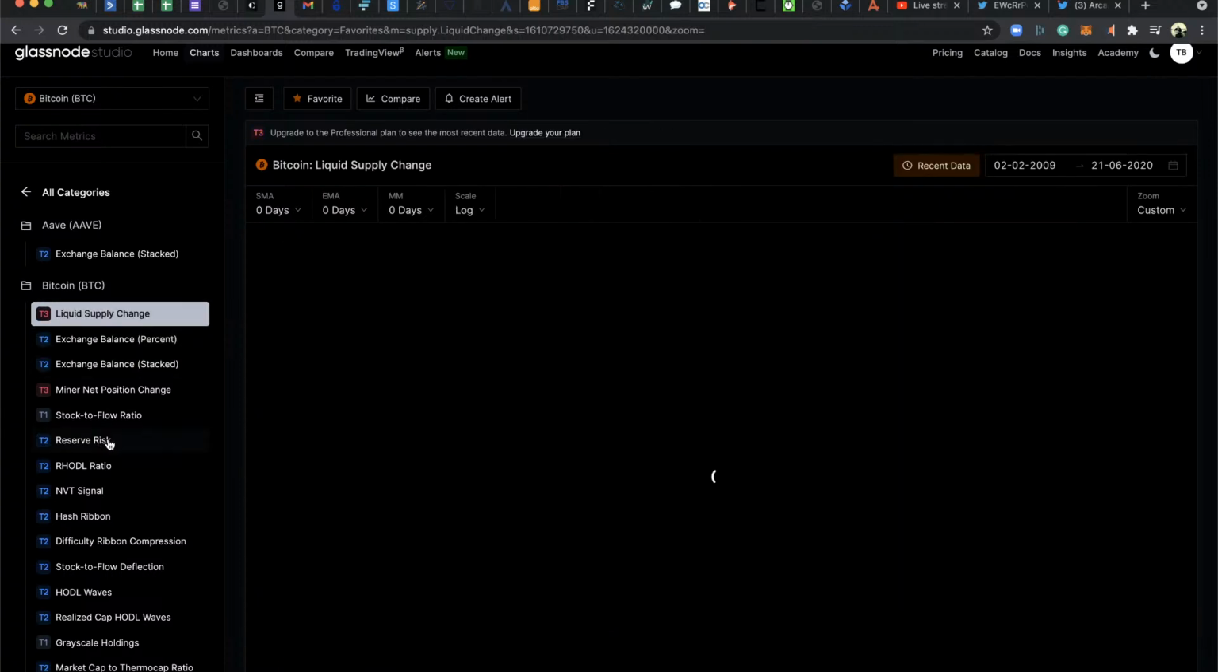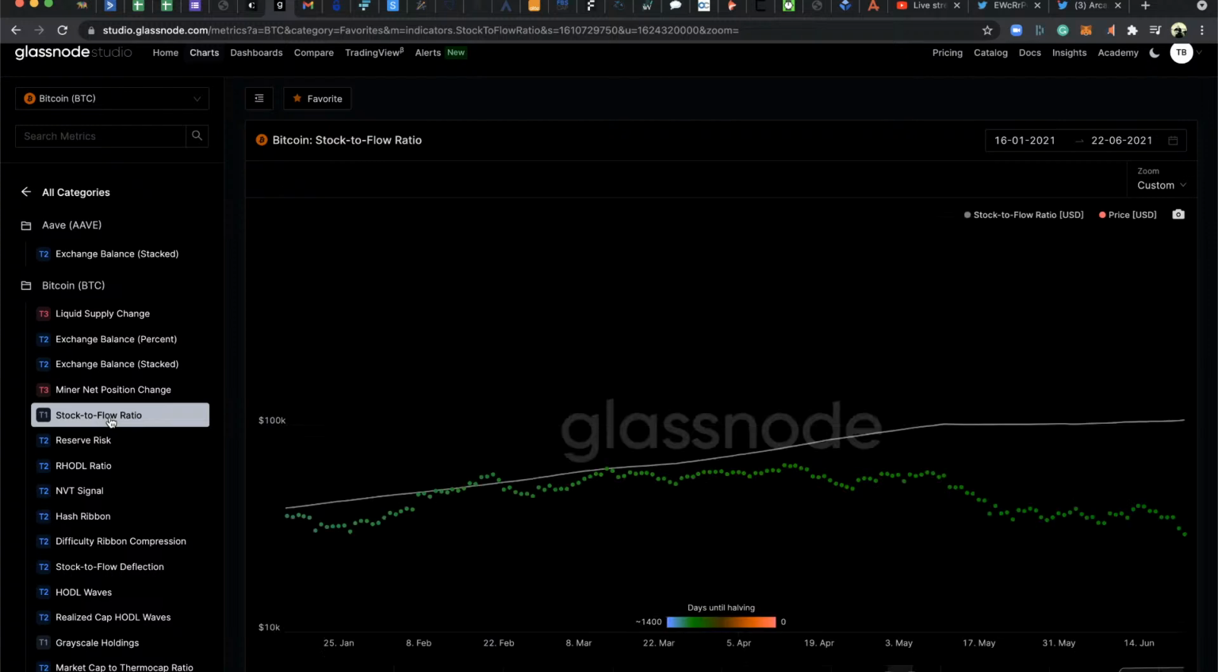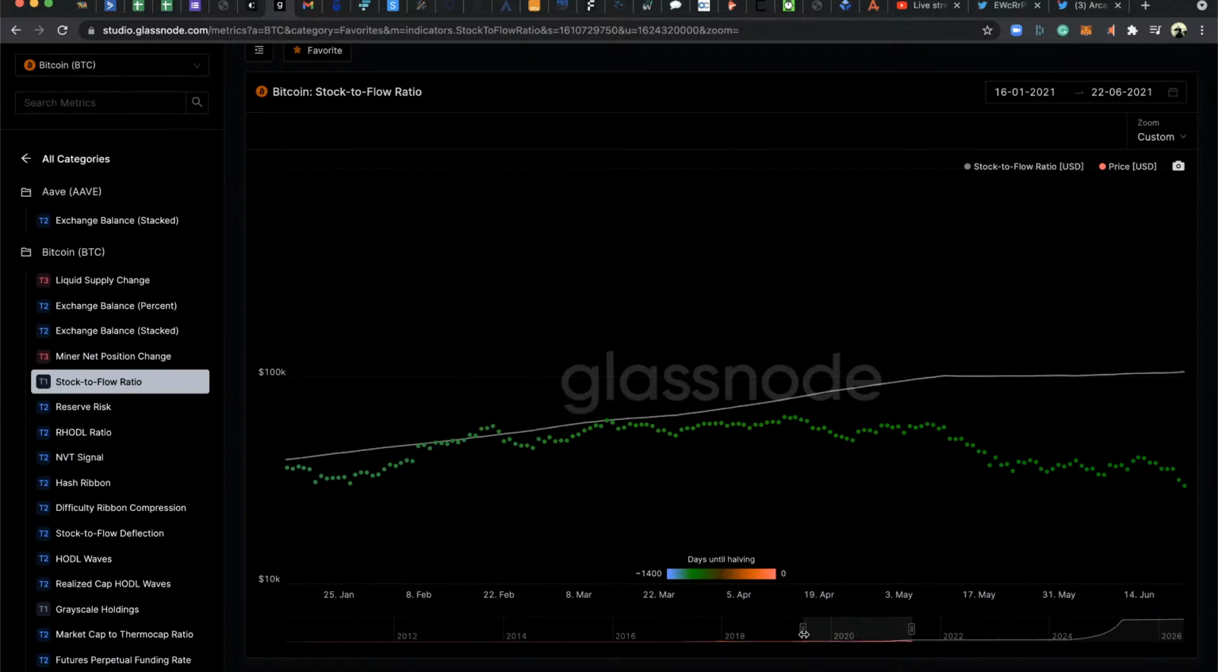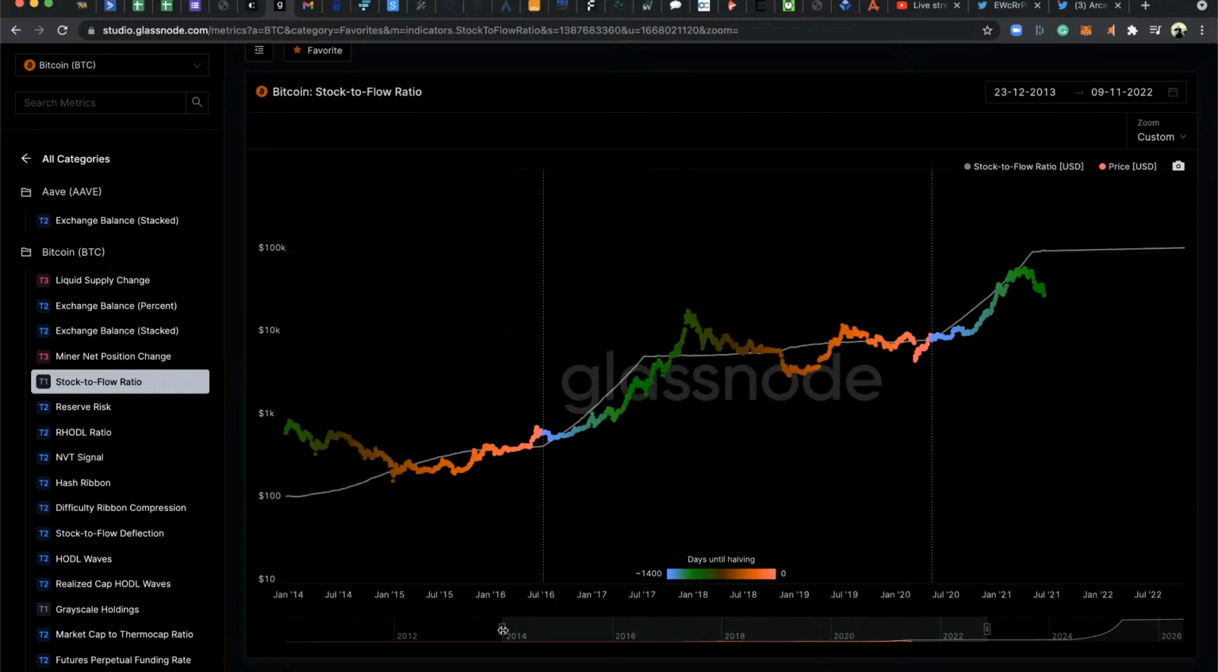One of the other parts I wanted to go over was the stock to flow. We'll load that one up now. The stock to flow model is a really interesting cycle to look at. Again, we're not using it as a perfection area. We just want to notice the similarities.